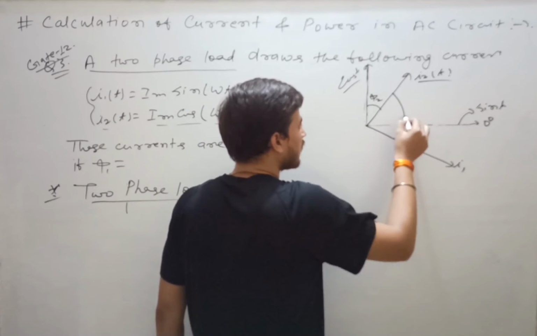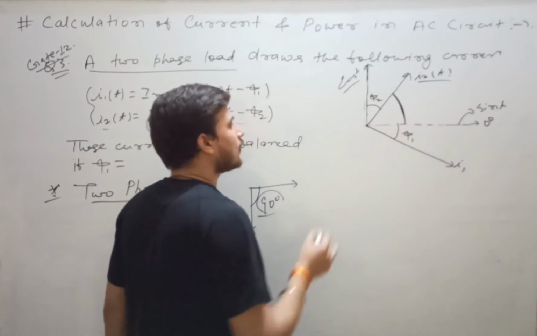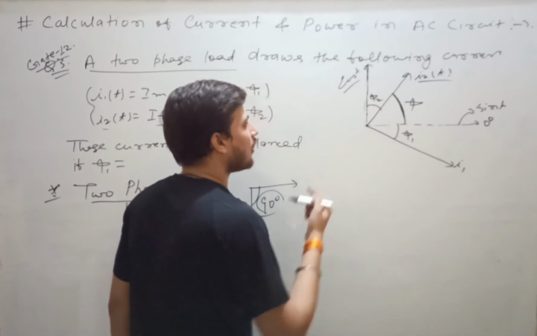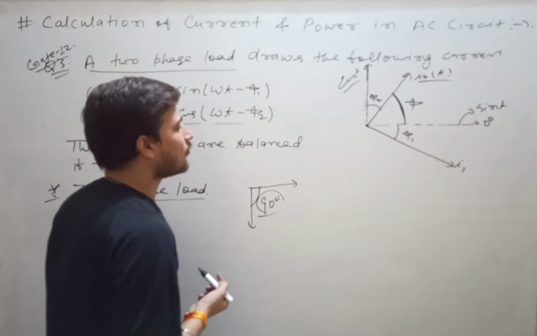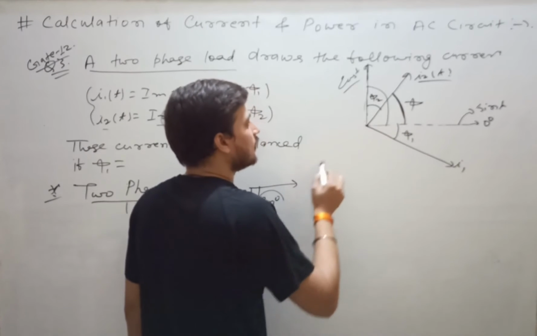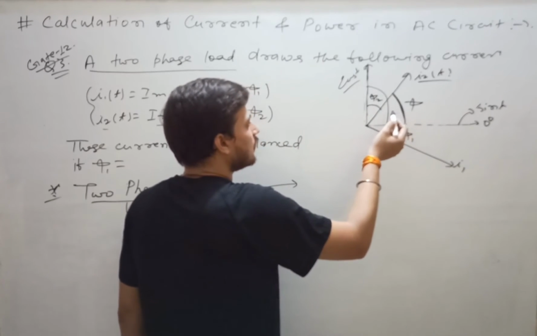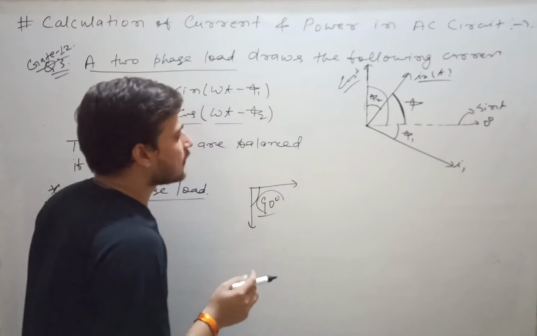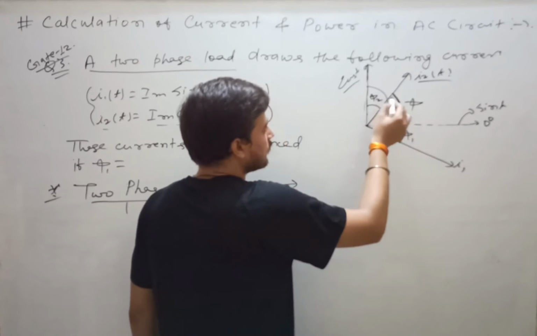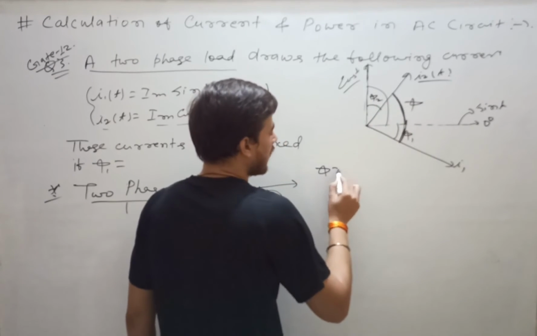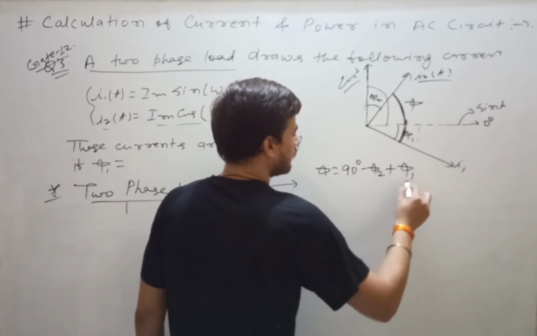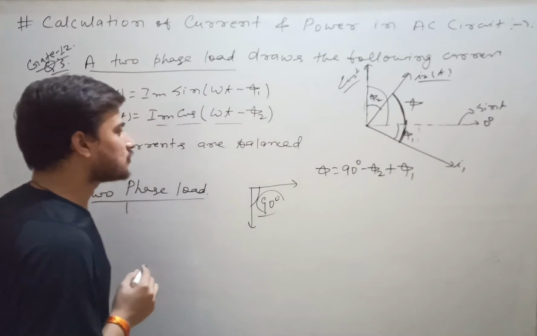You see the angle between I1 and I2. If you write the angle, this angle is phi. So phi will be equal to how much? This total angle is 90 degree. This angle is phi2, and phi is the angle between these two currents. So this angle is 90 minus phi2. So phi is 90 degree minus phi2 plus this angle, that means phi1. So this is phi. Now what should be the value of phi?